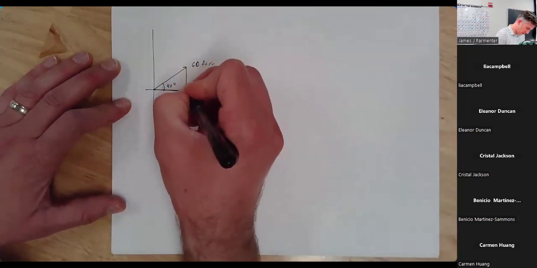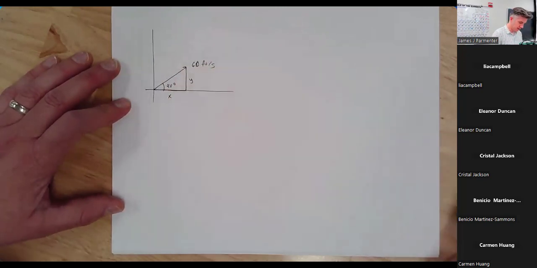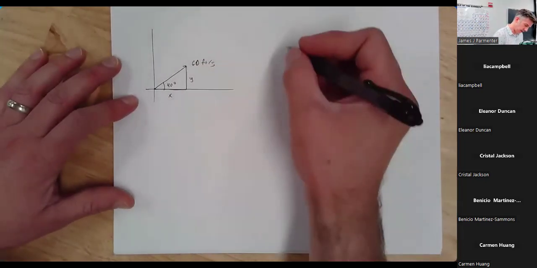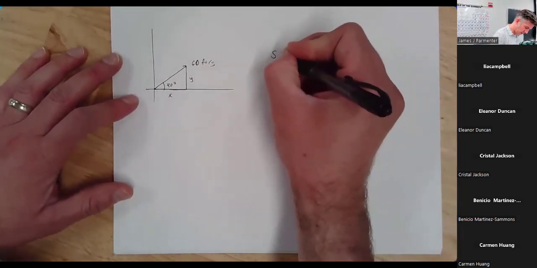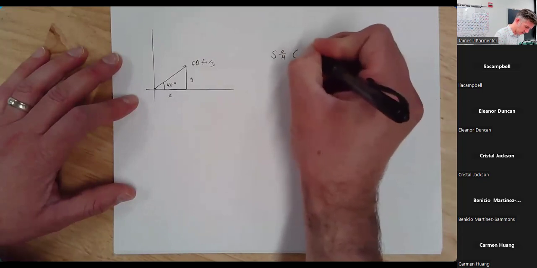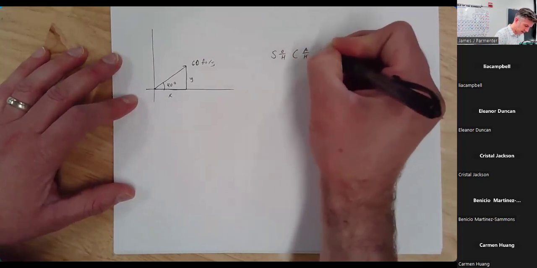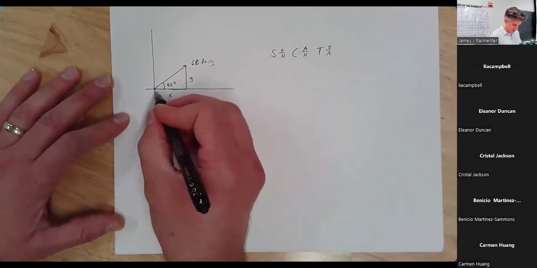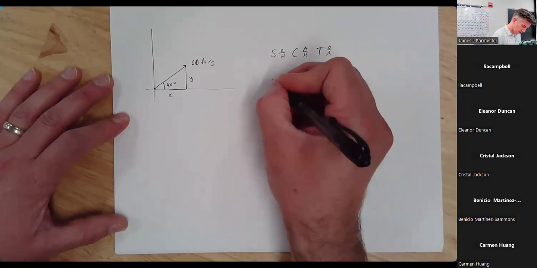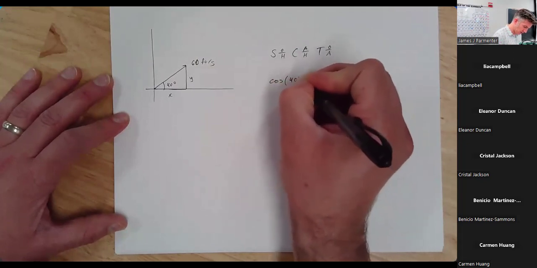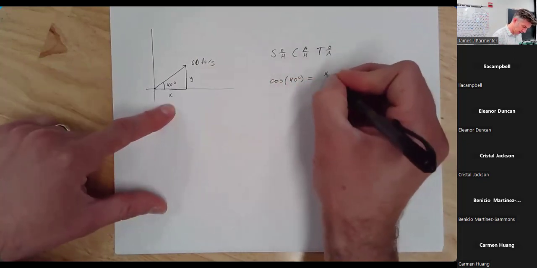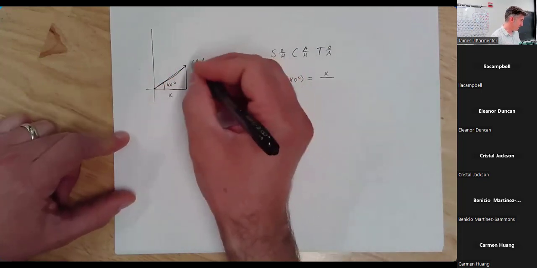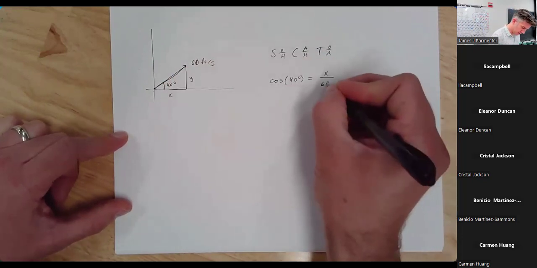Finding the x and y components really just boils down to using some trigonometry. I'll remind everybody that sine is equal to the opposite over the hypotenuse, cosine is the adjacent over the hypotenuse, and tangent is the opposite over the adjacent. So to find the horizontal component, cosine of 40 degrees is equal to the adjacent side divided by the hypotenuse, and the hypotenuse is how fast the football was thrown, 60 feet per second.